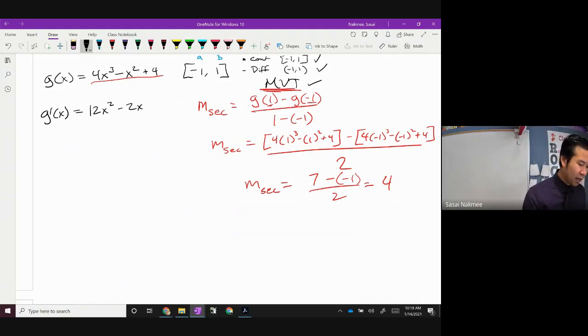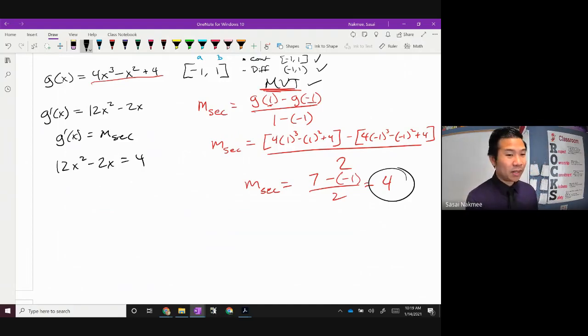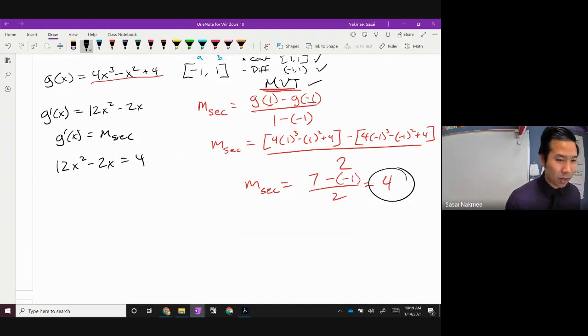The mean value theorem says that I can have g prime of x be equal to the slope of the secant line. Well, what's the slope of the secant line equal to? It's just equal to 4. So I can write this out: 12x squared minus 2x equals 4. Now this becomes a nice quadratic equation, and I just need to solve: when does this occur? What x values does this occur at?